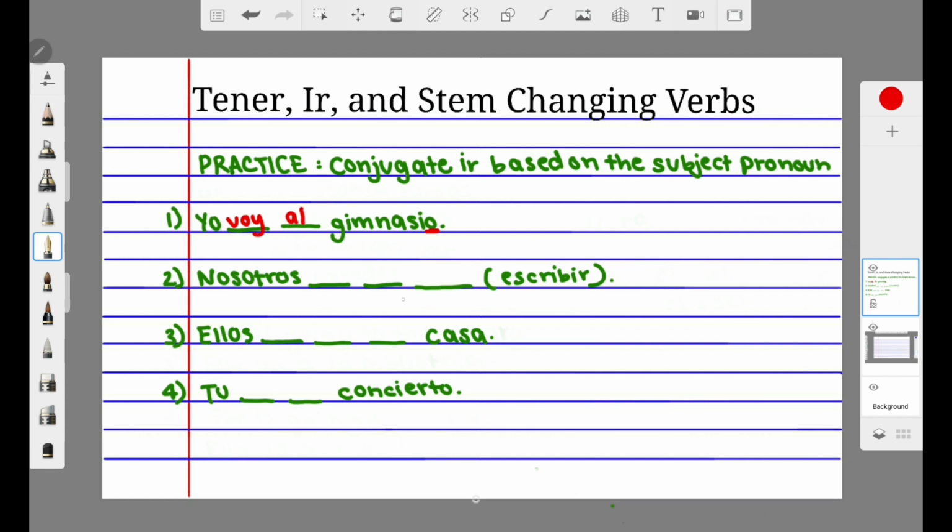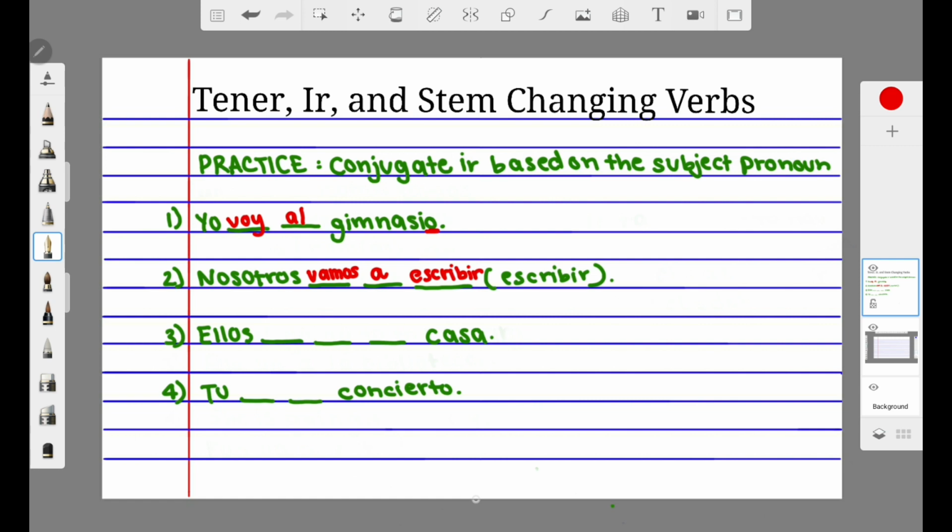Nosotros blank, blank, blank, which is escribir. So first we conjugate ir, vamos. And then we have a. And then escribir is just not conjugated. So it just stays in the infinitive form.